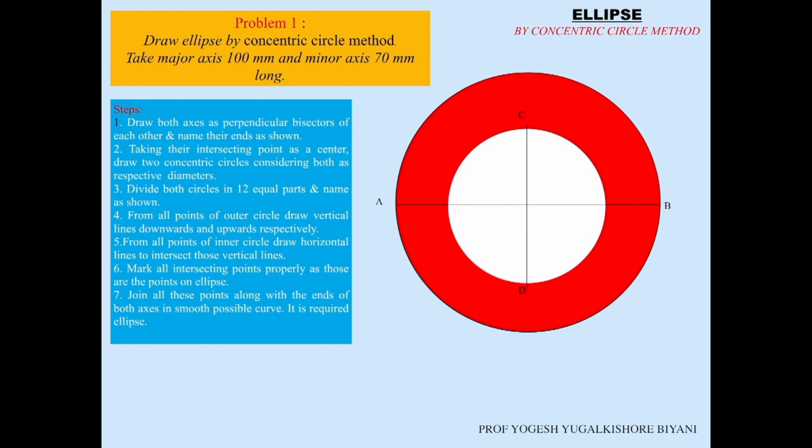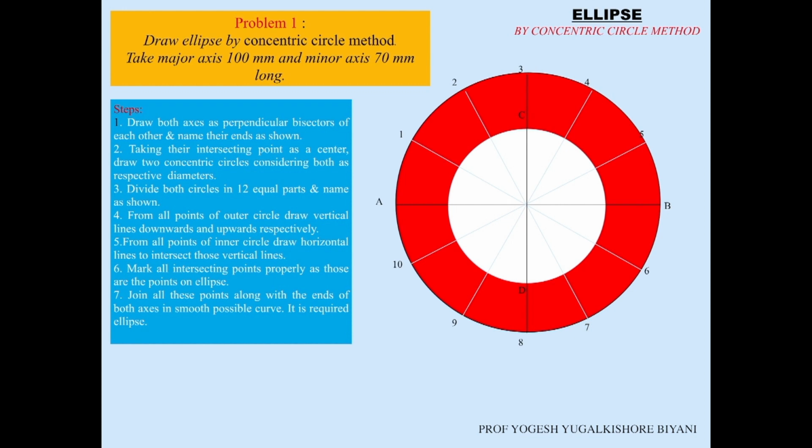Now we'll divide both the circles into 12 equal parts and name them as shown in the figure. You can see the concentric circles have been divided into 12 equal parts, and the naming is done accordingly, beginning from 1, 2, 3, 4, 5 and ending up at point A.